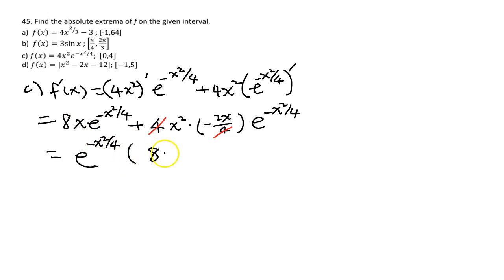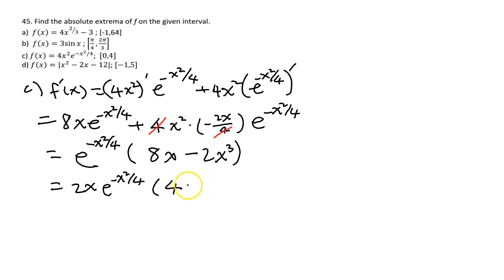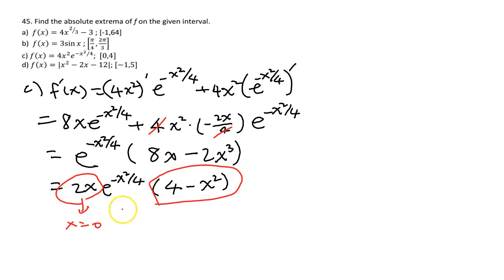We have 8x from the first term, and the second one is negative 2x cubed. Now even this, you can factor a 2x out. So let's do that: 2x e to the negative x squared over 4, and that gives you 4 minus x squared. Okay, now when is this equal to 0? Either when 2x is equal to 0 or 4 minus x squared is equal to 0. This is 0 when x is equal to 0. 4 minus x squared is equal to 0 when x squared is equal to 4. That's when x is plus or minus 2.